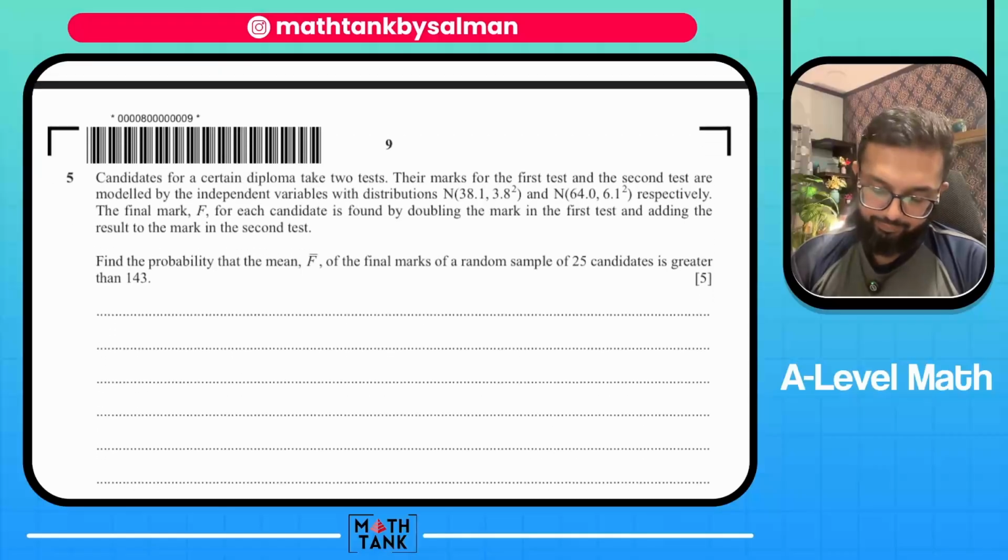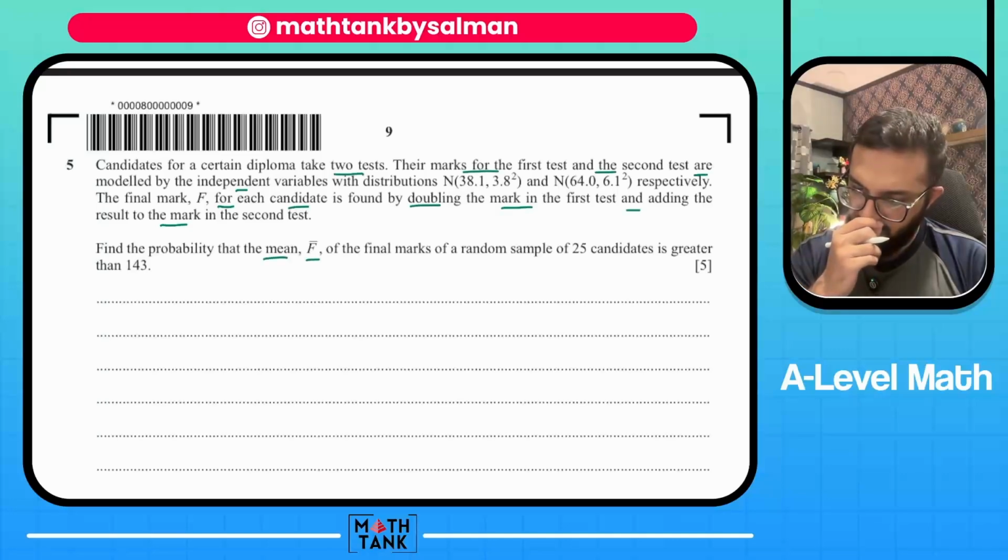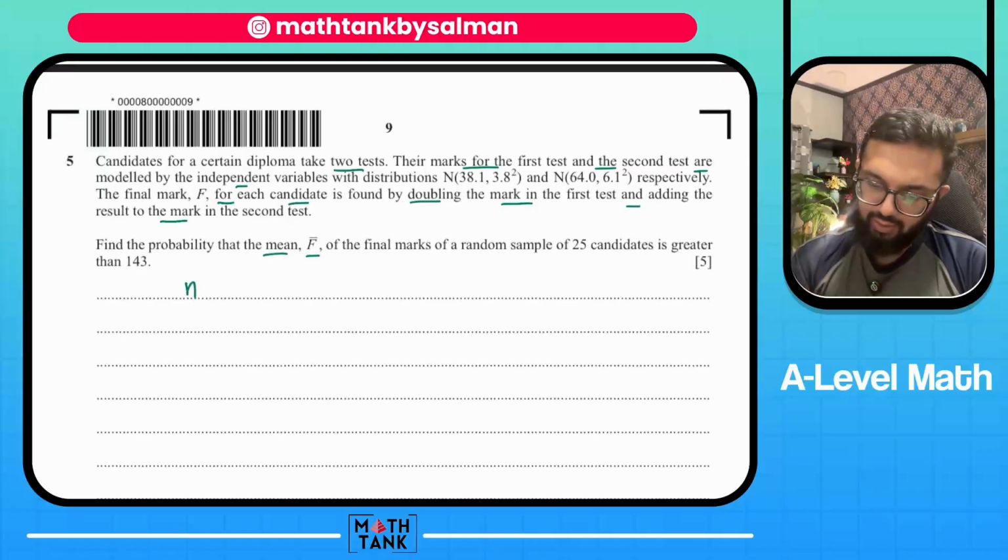Question number 5. It says candidates for a certain diploma take two tests. Their marks for the first test and the second test are modeled by normal distributions. The final mark F for each candidate is found by doubling the mark in the first test and adding the result to the mark in the second test. Find the probability that F bar, the mean of the final marks of a random sample of 25 candidates, is greater than 143. First, I have to find out the distribution of F.